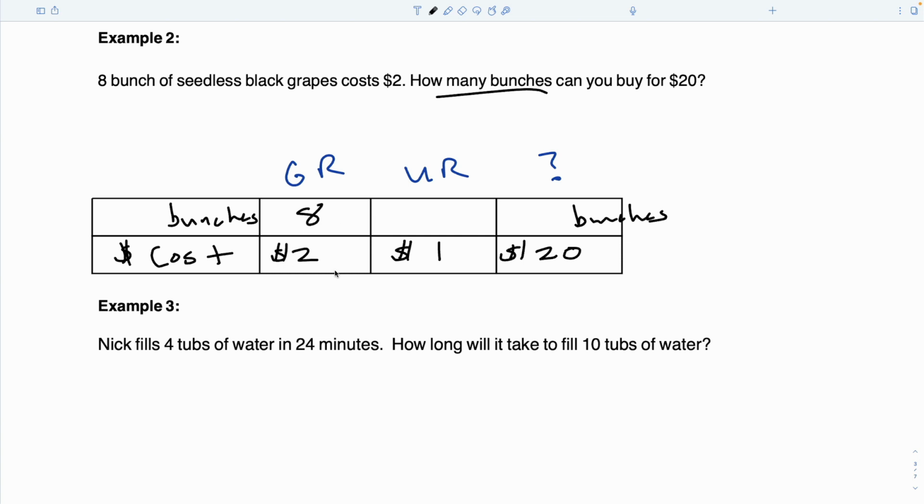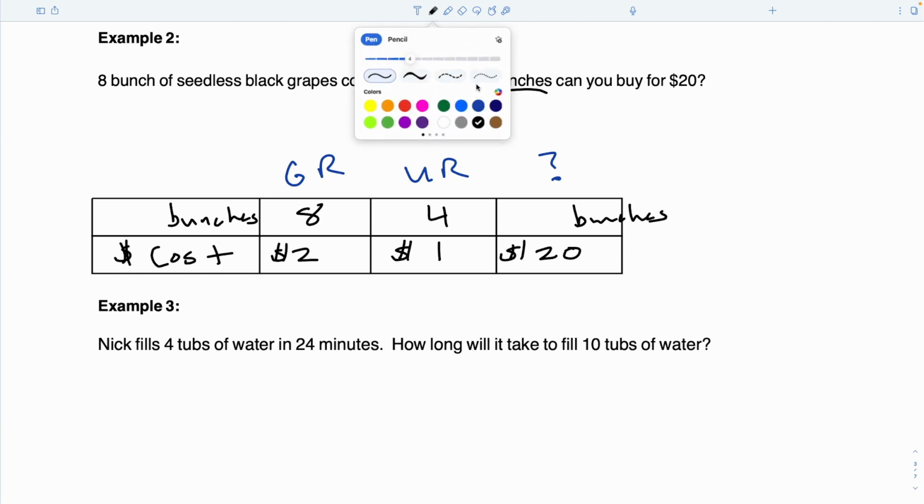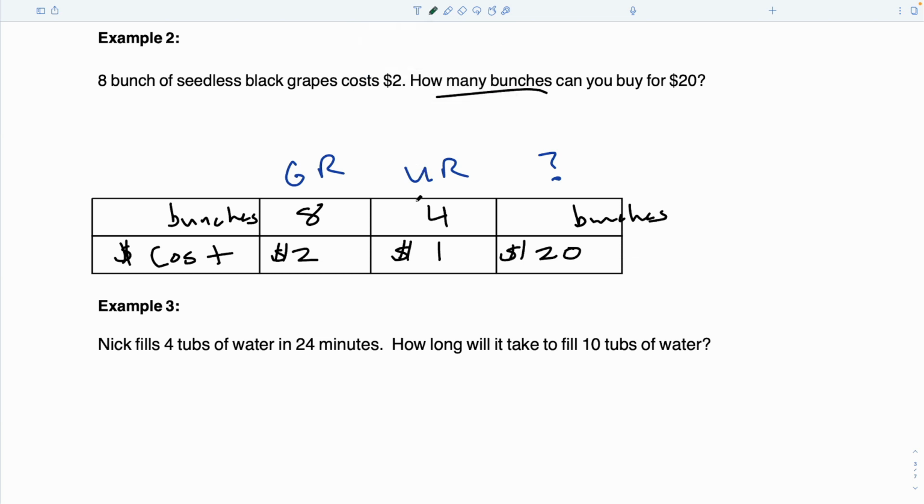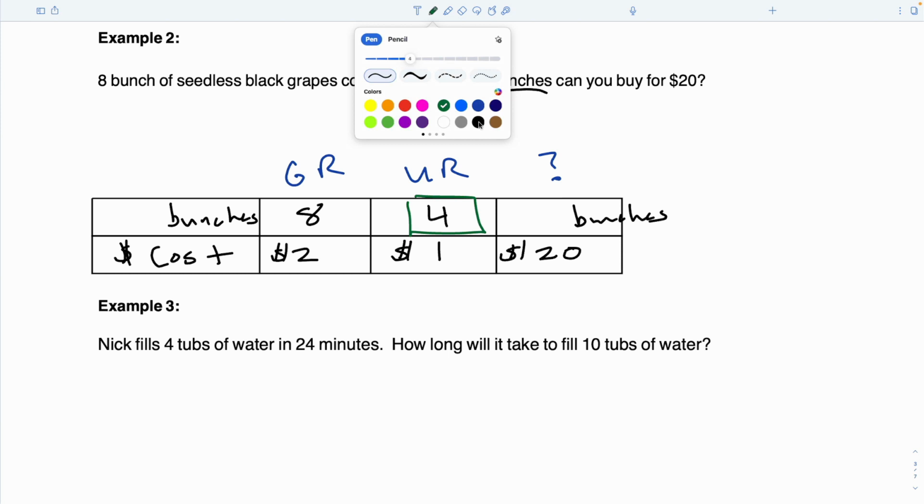What's the unit rate of this, Kate? 4. 8 divided by 2 works. With that unit rate, what do I do, Tessa, to get how much? 20 bunches, or $20. 4 times 20 would give me the bunches I can buy.